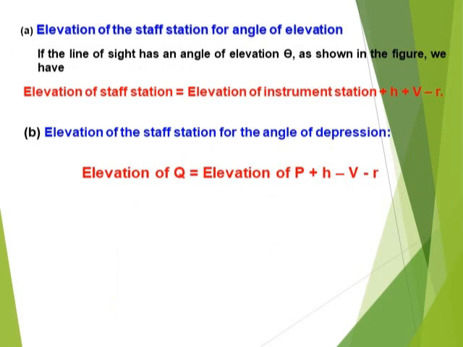Coming to the elevation of the staff station for the angle of elevation. If the line of sight has an angle of elevation theta, we can say that the elevation of the staff station is equal to the elevation of the instrument station plus h plus v minus r. The elevation of the staff station for the angle of depression will be equal to the elevation of Q, which is equal to the elevation of P plus h minus v minus r.